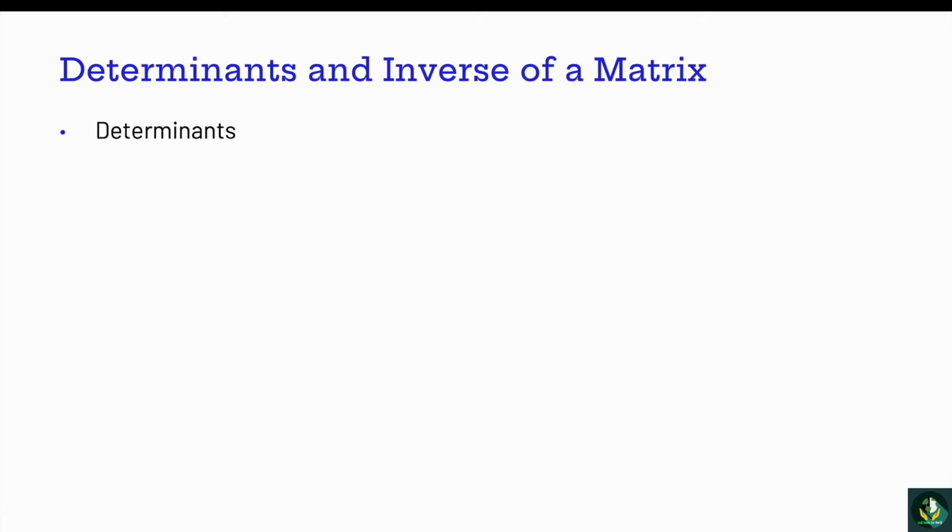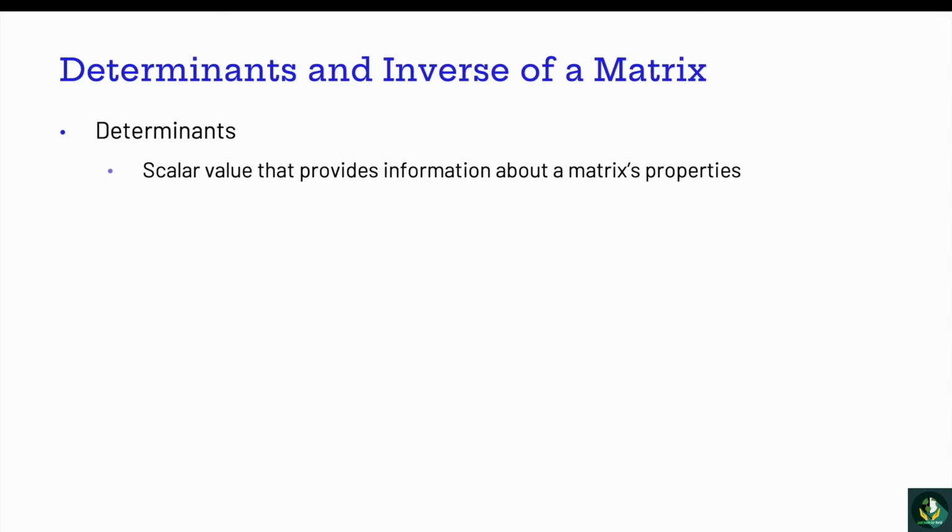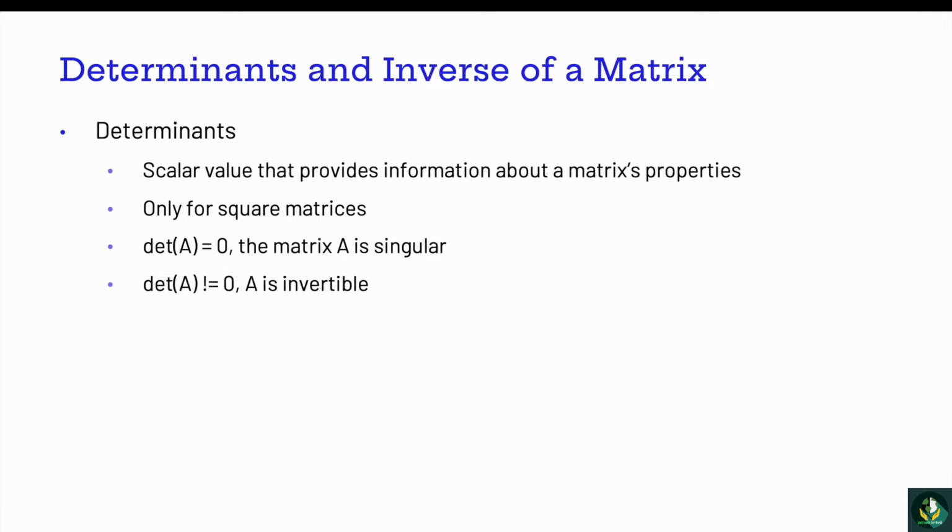Now, what are determinants? A determinant is a scalar value that provides information about a matrix's properties, such as invertibility. It is calculated only for square matrices. Some of the key insights for the determinant include: if the determinant of a matrix A equals 0, the matrix A is singular, which means it's not invertible. Whereas if the determinant of A is not equal to 0, then A is invertible.